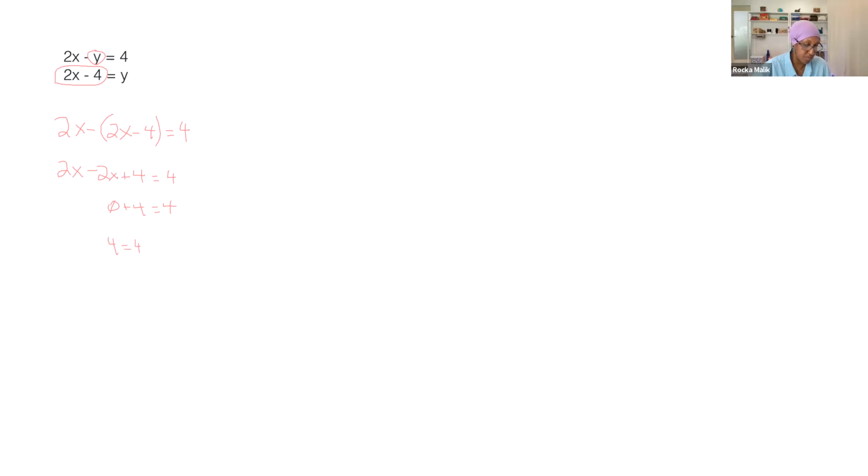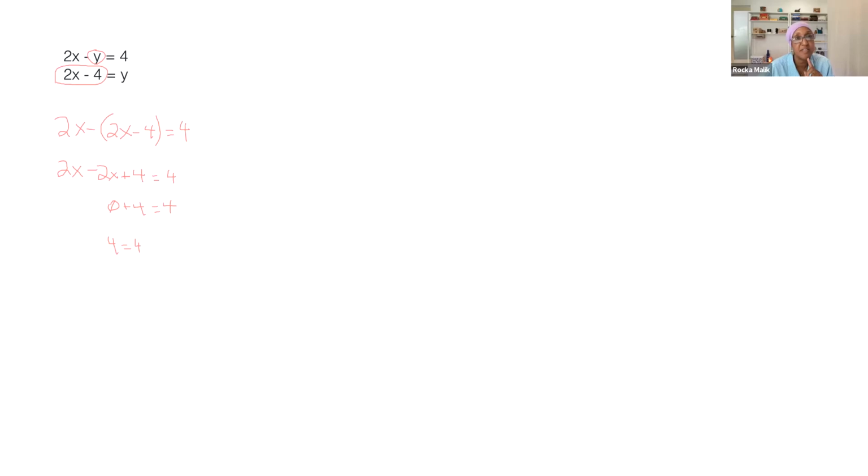Even if I rewrote this and did it like the 2x plus y equals 4 and 2x minus y equals 4, it would still give me the same solution. So do these two lines meet, never meet, or meet too much? Never meet.